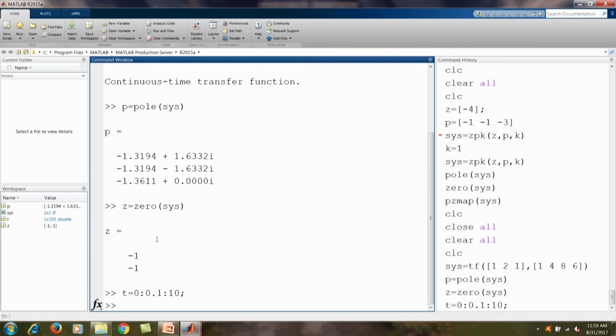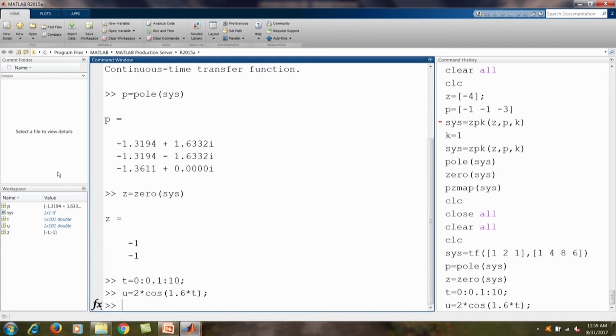Now, because we also have to find the last part, we define the arbitrary input u equal to 2 cos 1.6 t. So we have 2 times cos of 1.6 times t. Now we can see we have created input u.